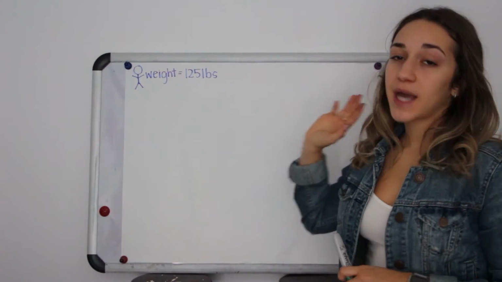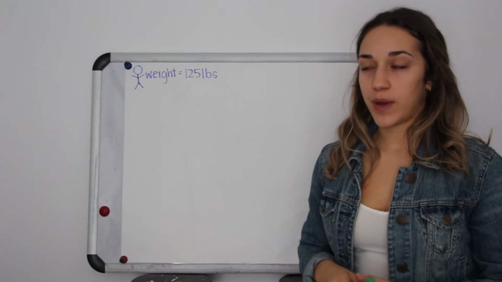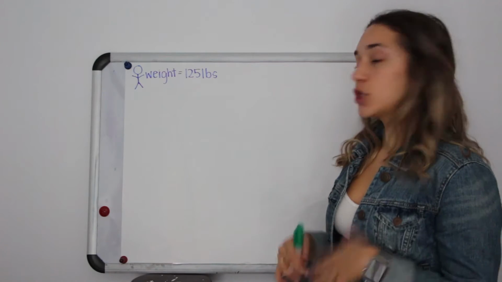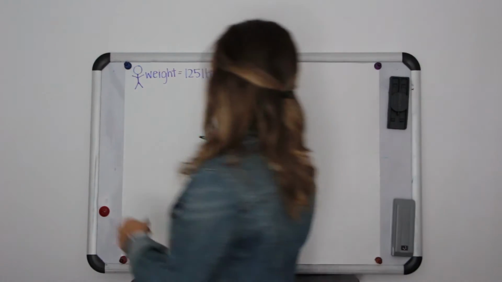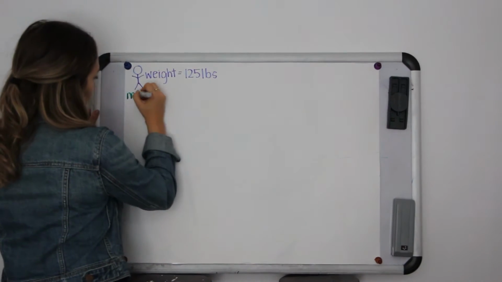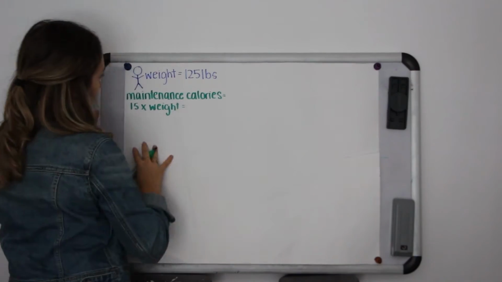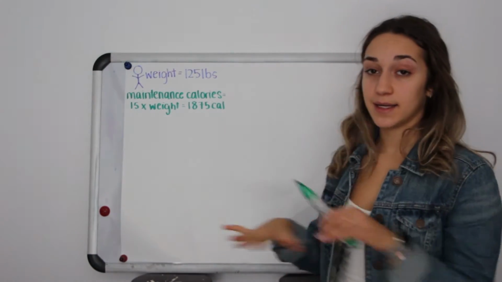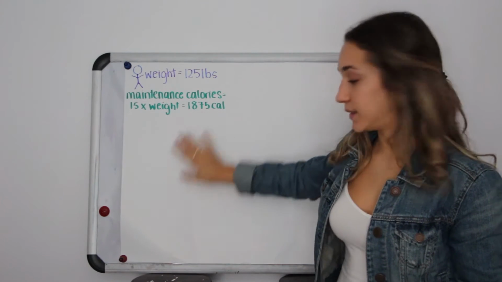So basically what you want to do to calculate your maintenance calories is to go between 14 and 16 times your current weight. This person is not too overweight, so we're going to put it at 15 times their weight. So what we're going to do for maintenance calories, so this person, to maintain at their current weight, is eating this many calories a day.